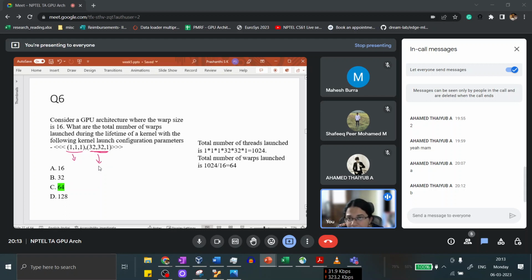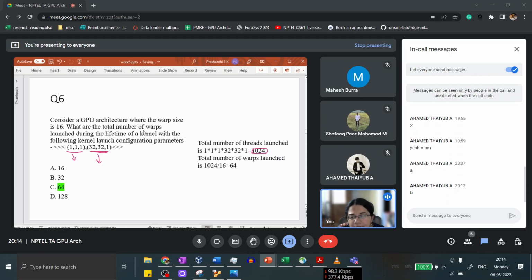If you ever get confused about how to get the total number of threads, the simple thing is to use your units and dimensions, right? This is number of blocks and this is number of threads per block. So just multiply that and you'll see that you get the total number of threads. Here, ignore all the ones. So you have 32 into 32, which is 1024. So the total number of threads launched for this kernel is 1024.